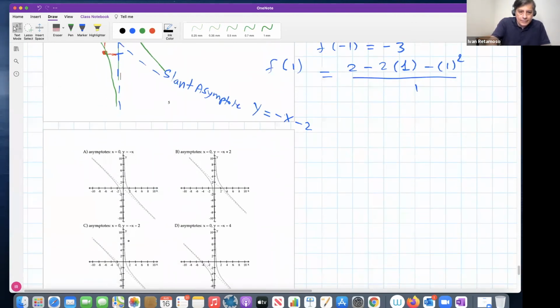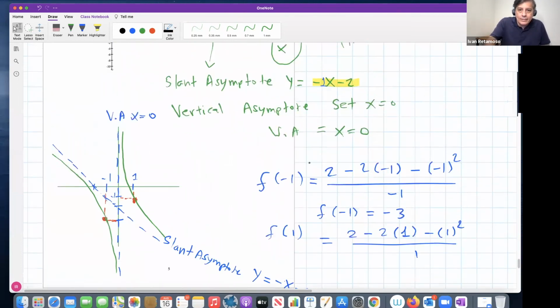So therefore, guys, the one that we have to choose is this. Asymptotic here, asymptotic here. This one should be this. And they tell you the asymptotes here too: vertical asymptote, x equals 0. Slant asymptote minus x minus 2, as we got here, right? Minus x minus 2.